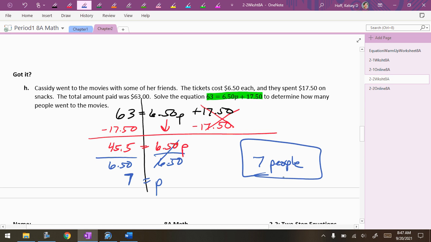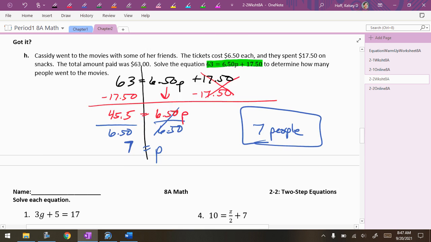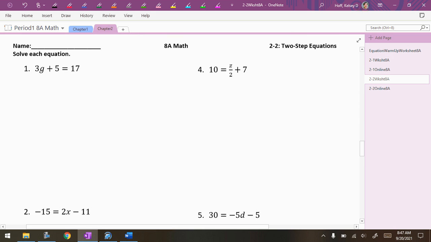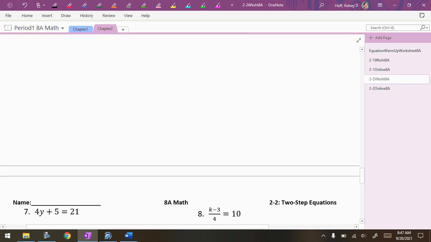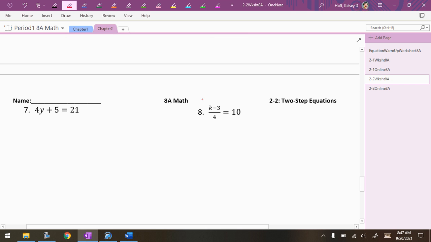The first step you're going to do today, every single time, is to add or subtract. Then you're going to multiply and divide. The next page starts your homework. Miss Hoff is feeling really generous. Cross off number 4. You do not have to do number 4. You do not have to do number 8.